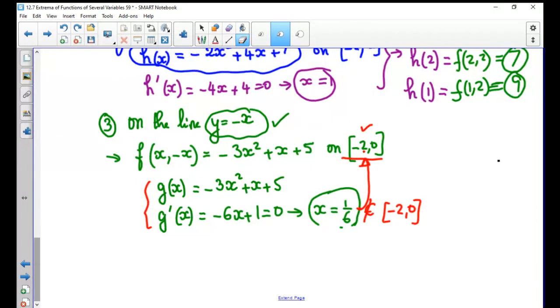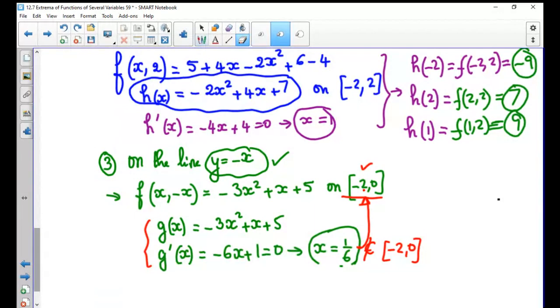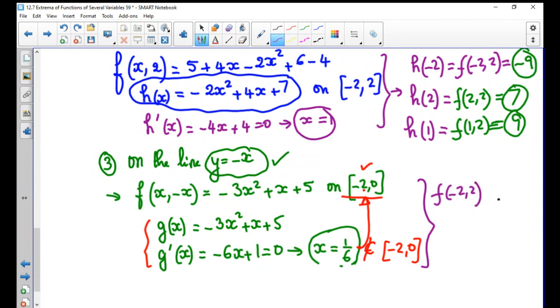So therefore, here I only need now f at minus 2, 2, which is minus 9 at the end of the interval. This and also at 0, 0. So f at 0, 0, which is going to give us 5 like this. Okay.